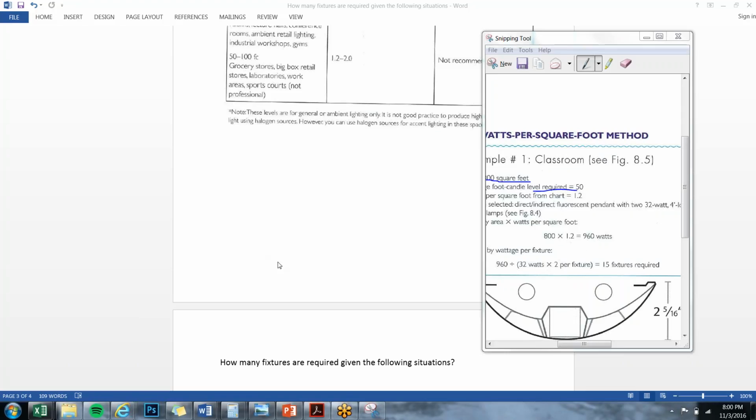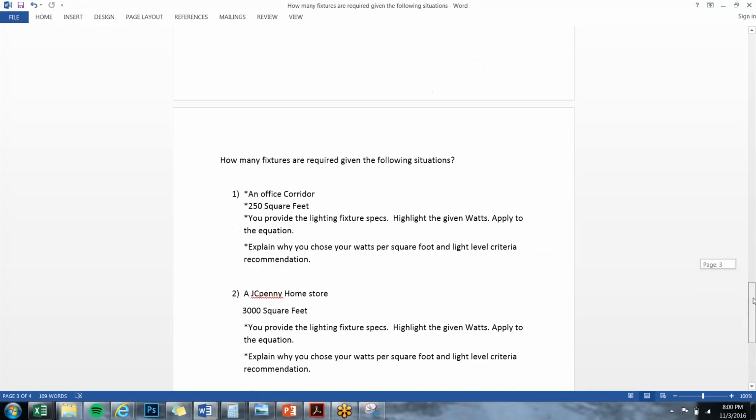So Emily's question was, for your homework, are you going to have the information about what type of fixture it is, this 2 32 watt 4-foot long lamps, given to you, as well as your square foot and the type of room that it is? The answer to that is, if we scroll down in our homework, I give you the area, so an office corridor. I give you the square feet. And then I say, you provide the lighting fixture specs. Highlight the given watts and apply to the equation.